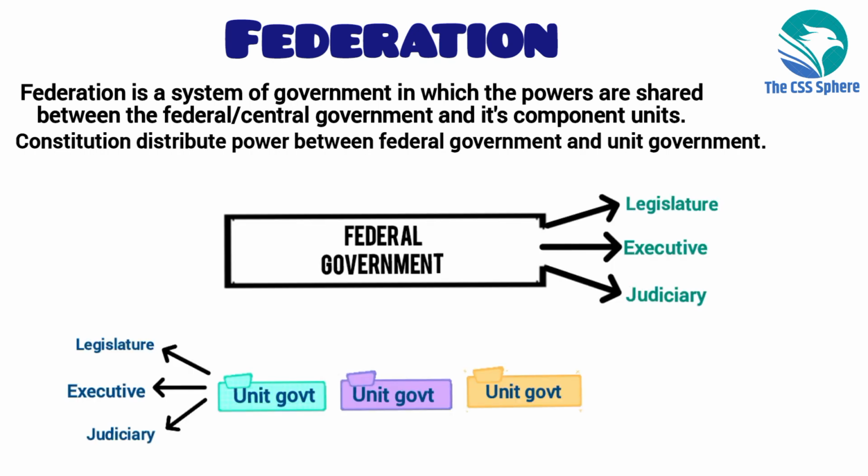The main government is the central government or the federal government, and the provincial government is called the unit government. The federal government has its own legislature, executive and judiciary. And just like the federal government, the unit government has its own legislature, executive and judiciary. It is a system in which provinces get some constitutional guarantee of autonomy.